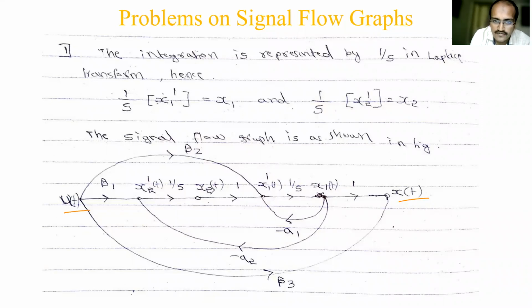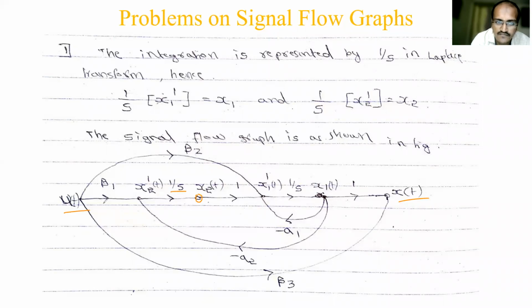Then x2 of t. Nothing is there, no signals are coming here, right? So only this one path is coming and going out from here. It is just shown as x2 in the equations. So to fill that, x2 dash to x2, how do you get it? 1 by s, right? Integration you have to make. Integration means 1 by s in the Laplace domain.